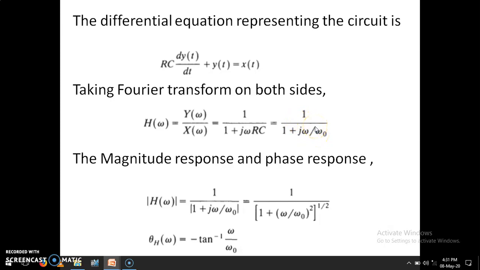So, this expression becomes 1/(1 + jω/ω0). We can rationalize this by multiplying the numerator and denominator with 1 − jω/ω0. This brings out the magnitude response and phase response: modulus of H(ω) is 1 over modulus of 1 + jω/ω0, which is equal to 1 over the square root of 1 + (ω/ω0)². And the phase response θH(ω) is equal to −tan⁻¹(ω/ω0). Now, we can always plot modulus of H(ω) with respect to ω and θH(ω) with respect to ω.